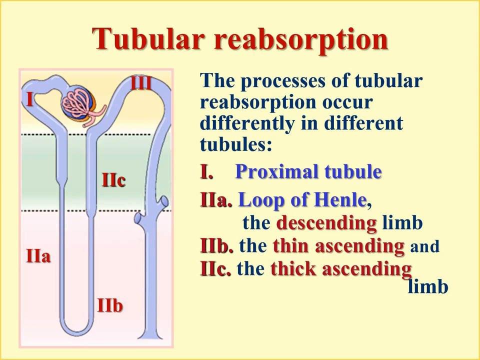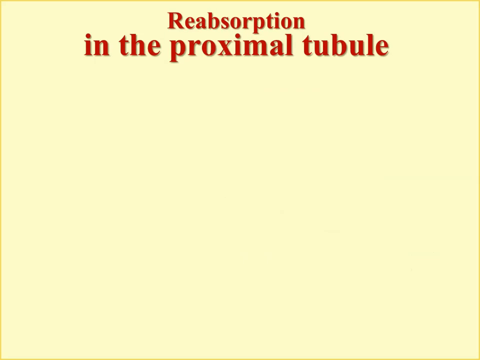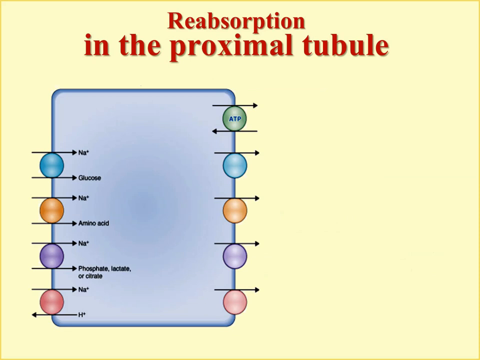Then there is the next part, the distal tubule, also convoluted and, like the proximal tubule, located in the cortical portion of the kidney structure. And collecting ducts finish the processes of reabsorption, going downward to the renal pillars. First we're going to consider the reabsorption processes in the proximal tubule.